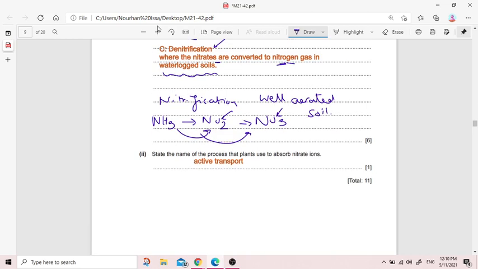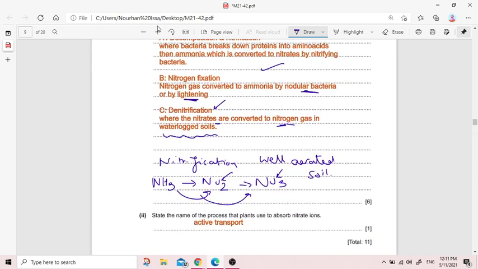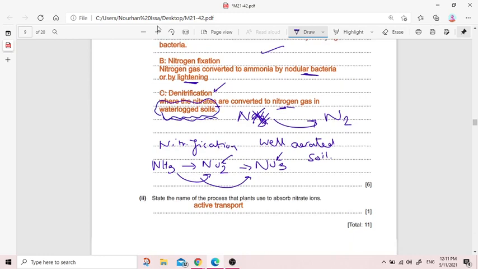However, in denitrification, nitrates are returned to nitrogen gas, so we remove the oxygen. It is a reduction reaction. Since we want to remove the oxygen, this occurs in anaerobic conditions. Anaerobic condition means what? That there is no air in the soil. It is full of water. This is the waterlogged soils.